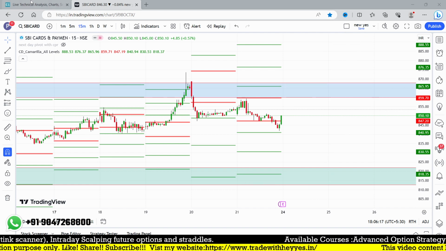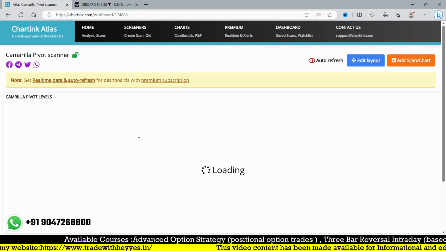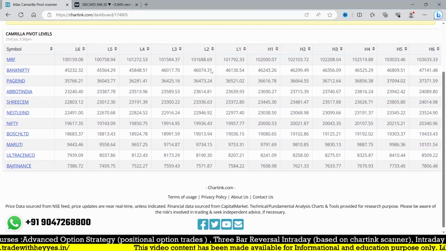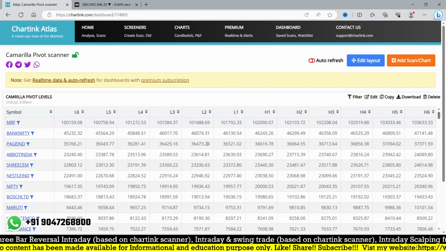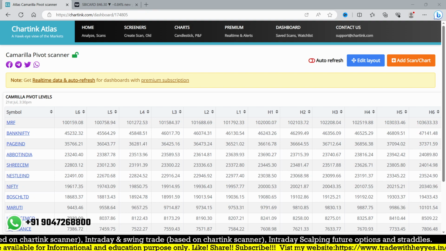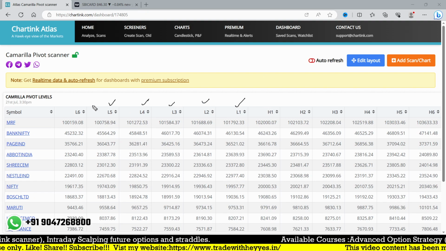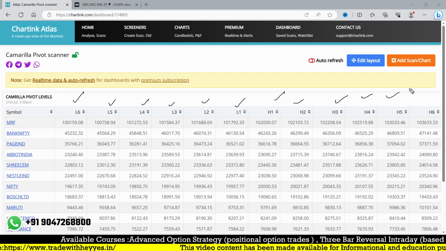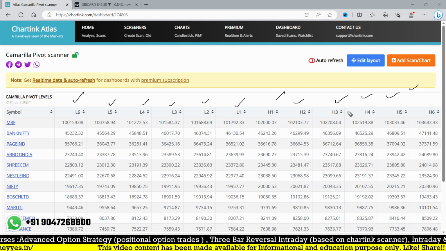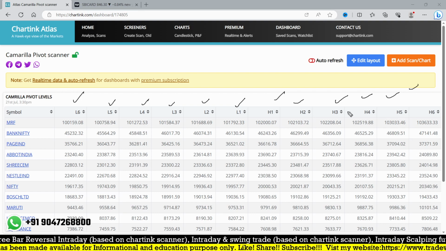Let me show you the dashboard. We have already created a Camarilla dashboard, where we find all the stocks listed here, whatever stock is here. We updated L1, L2, L3, L4, L5 and L6, and H1, H2, H3, H4, H5, H6. So all six supports and six resistance levels based on the Camarilla have been derived.